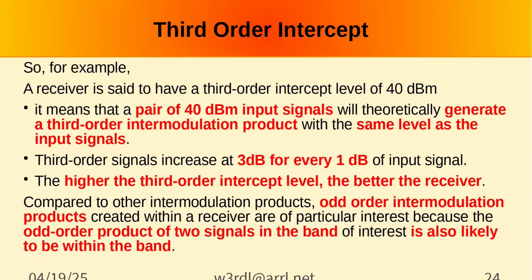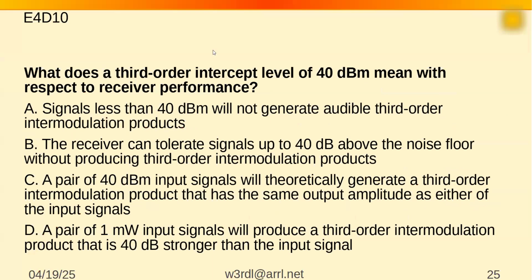They're equal because the third order product increases at a 3 dB slope, where the other one increases at 1. So at the point where they intercept, it'd be easier to see on the next chart. That's why they call it the intercept, even though it's kind of a theoretical point because they never really get there. Don't have the chart yet. It's coming up. What does a third order intercept level of 40 dBm mean with respect to receiver performance?